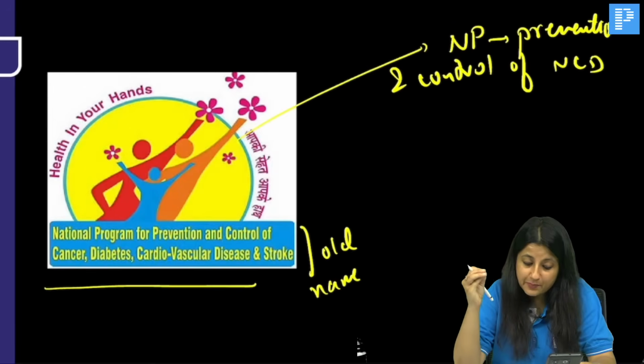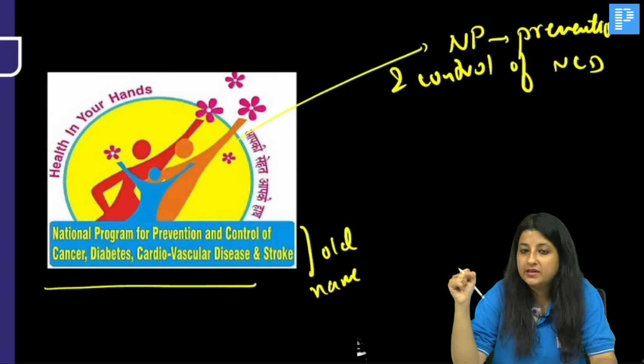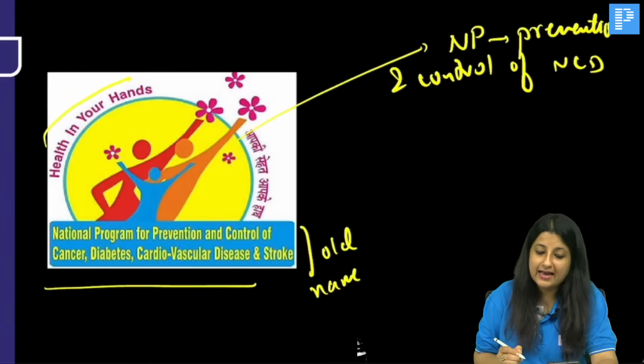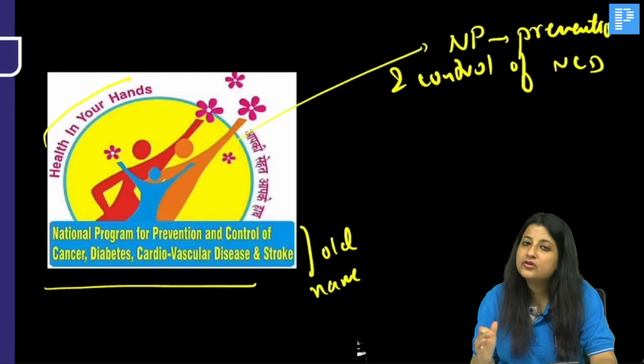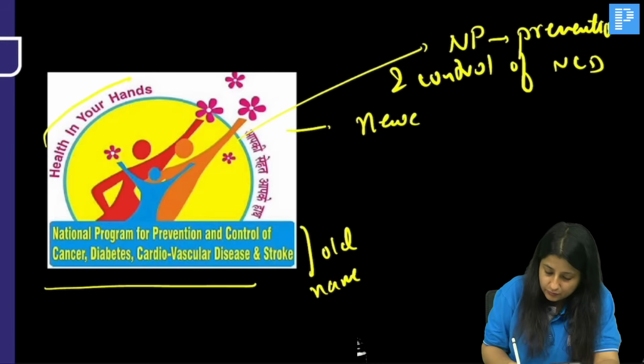Don't say NPCDCS. The name is National Program for Prevention and Control of Non-Communicable Diseases. Health in your own hands. The best level of prevention to control NCDs is primordial. अब इसमें कुछ newer inclusions हुए guys. Newer inclusions have come in this.